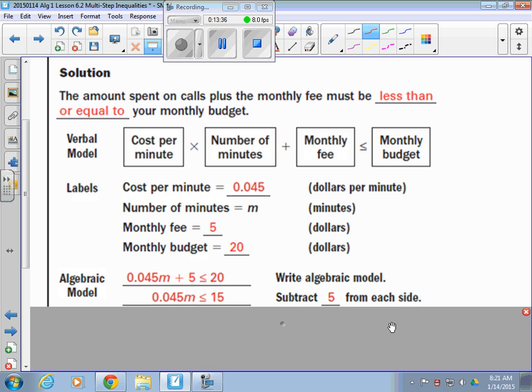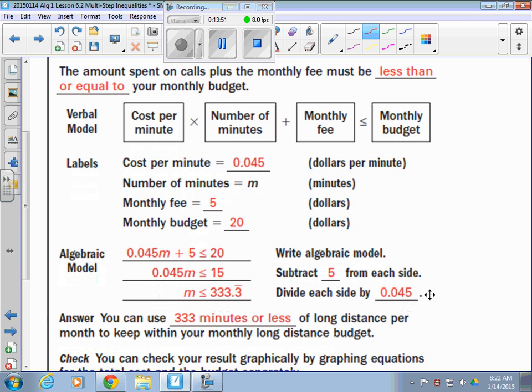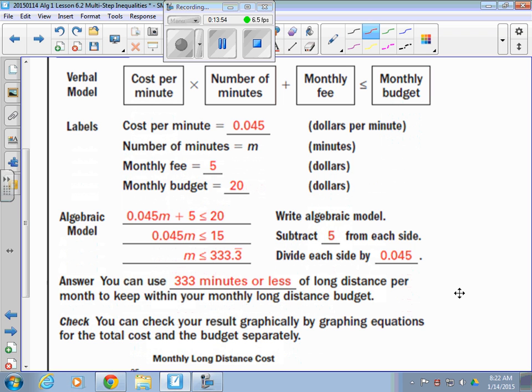You get 0.045M is less than or equal to 15, because all we did was subtract 5 on both sides. We didn't do anything to reverse the symbol. Then divide by 0.045, and you get M is less than or equal to 333.3 repeating minutes. So you have to call for 333 minutes or less. If you go past that, you will go over your monthly budget of $20.